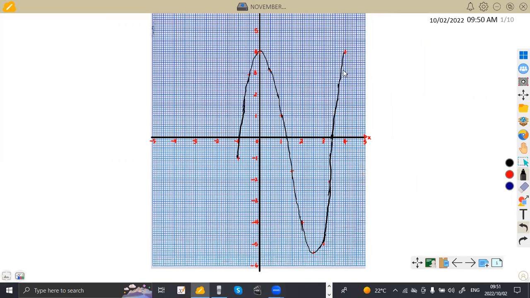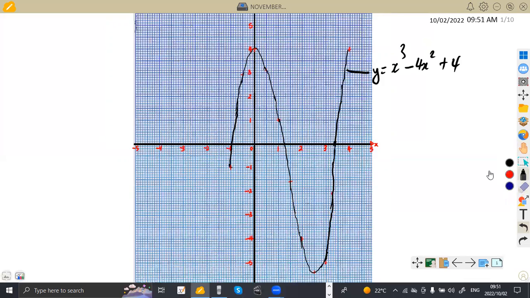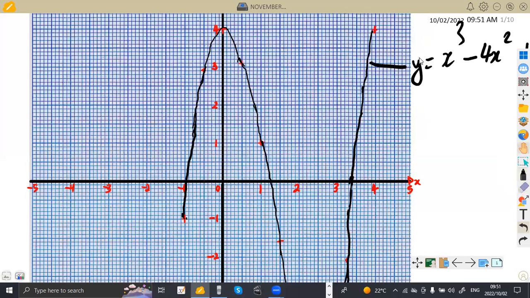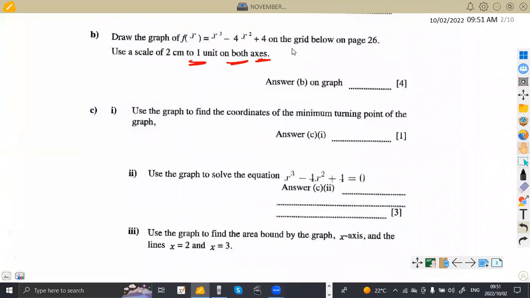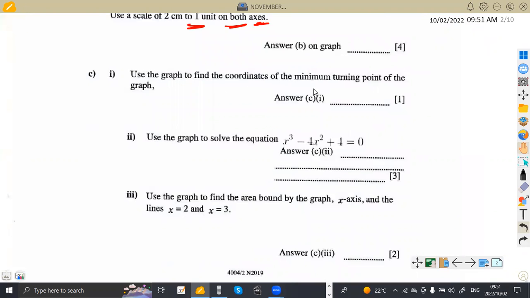Okay, so this was supposed to be your graph, and you write down the equation. y is equal to, remember, x cubed minus 4x squared plus 4. That's a cubic graph that you're having there. With the graph that you are having, let us see the questions that you are given. The first question is: use the graph to find the coordinates of the minimum turning point of the graph.